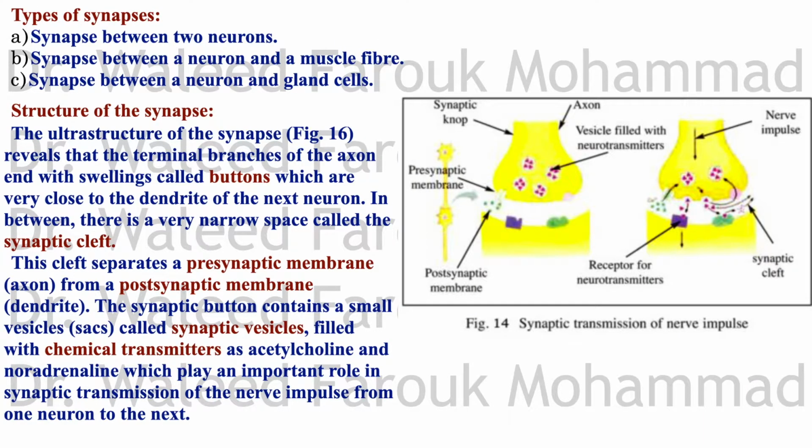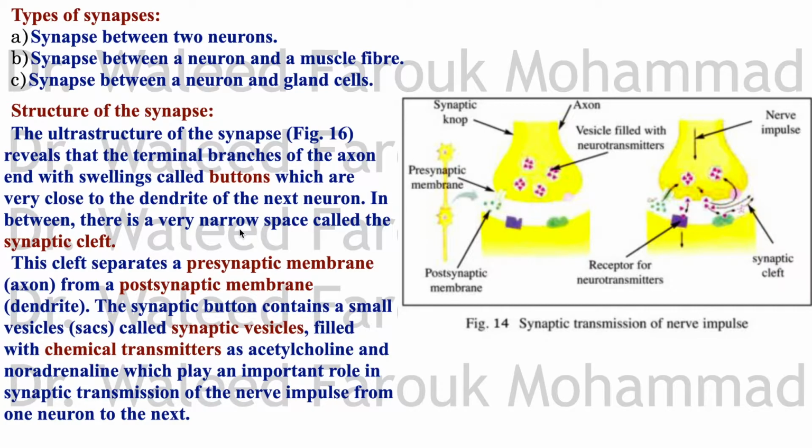Types of synapses: between two neurons, or between a neuron and muscle fiber, and between a neuron and gland cells. It's how the nerve actually imposes control on the effector organ, either a muscle or a gland or another neuron.